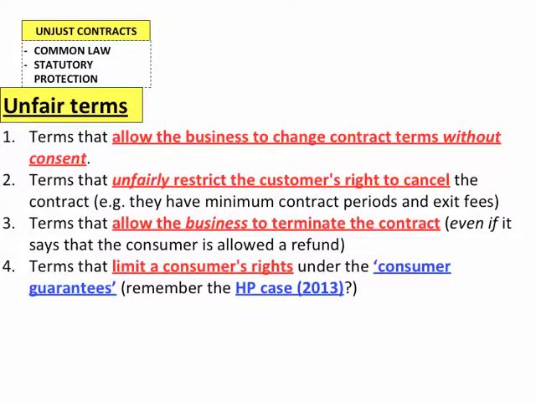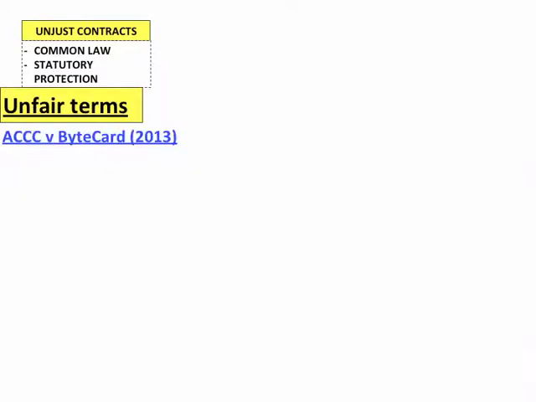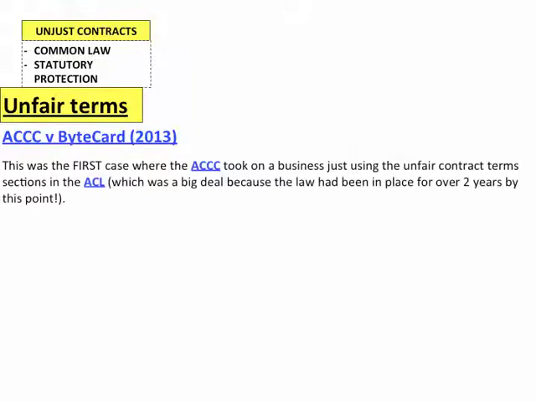Once they did this review, they said, all right, now that we've done this review, we're going to go after some businesses, because not all businesses really went with this. They didn't take up the amnesty, the ceasefire, and say, okay, well, have a look at our contract. Some businesses just wanted to keep going. So take for example, ByteCard. ByteCard was an ISP, and the ACCC took them to the federal court. And this is the first case where the ACCC took a business using just the unfair contract terms section. Now, the law had been in place for 2 years by this point, and this was the first time.